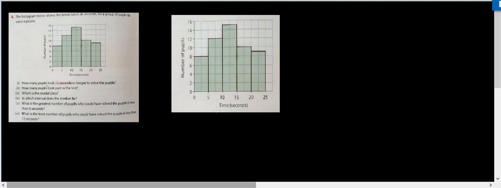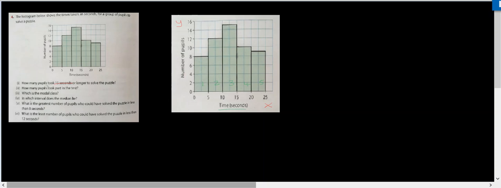Along the x-axis we have the time it has taken. We can see we have five different time intervals. And then the y-axis goes up in numbers of students, in increments of 2, from 0 all the way up to 16.